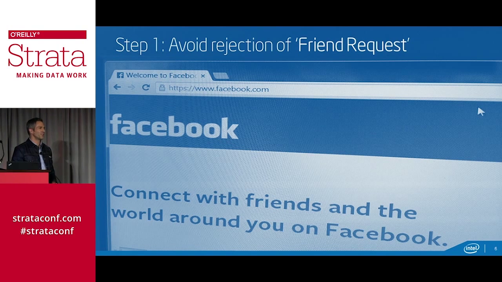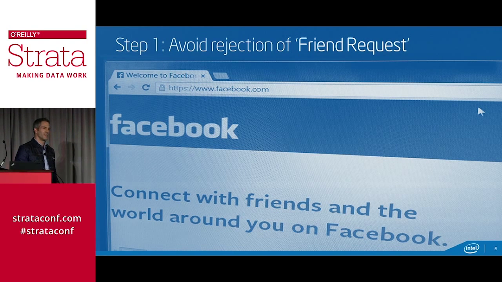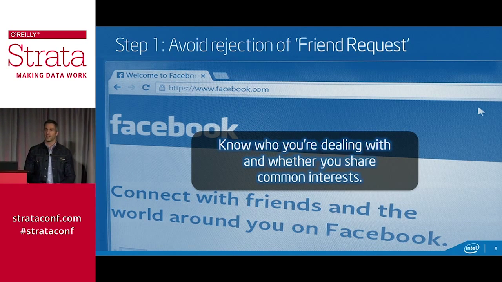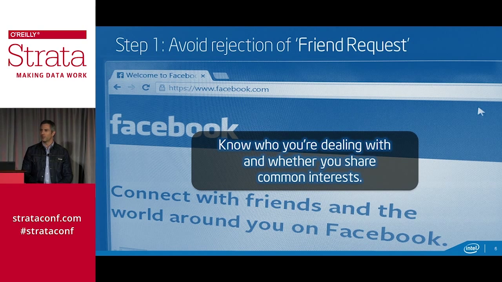Really important not to get a rejected friend request. It can be quite humiliating. So one thing to keep in mind is know who you're dealing with before you send one, and whether you're convinced that you share common interests.